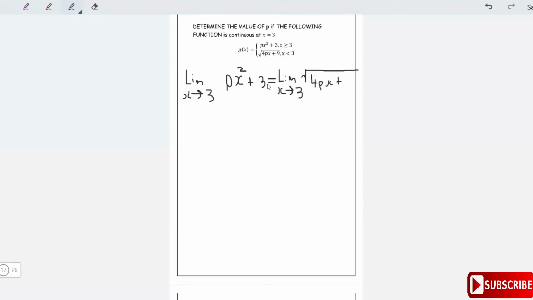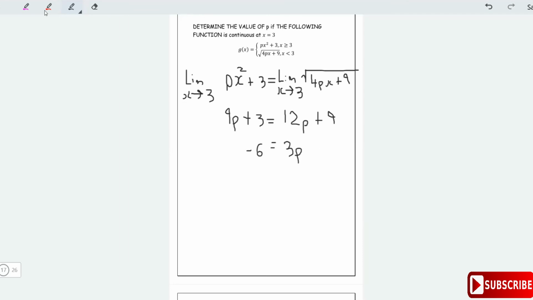So all we have to do now is plug in x as 3 on the left side. We get 3 squared is 9, so we get 9p plus 3. And that's going to be equal to, plug in 3 right here, 3 times 4 is 12, so that's 12p plus 9. So all I have to do now is bring over 9p over here. Bringing over 9p, that becomes 3p. Bringing over 9 over here, that becomes minus 6.